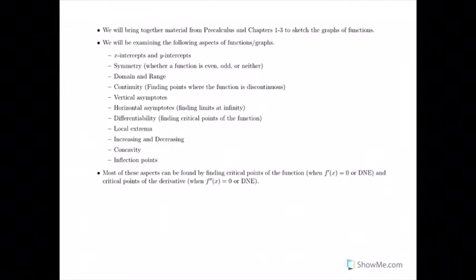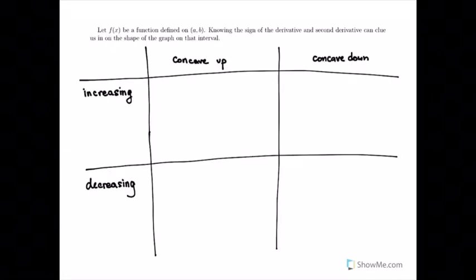Most of these aspects we're going to be finding using the critical points of the function and the derivative. That's going to be points when the derivative is equal to 0 or does not exist, or when the second derivative is 0 or does not exist. We're really going to think about what the shape of the graph is.